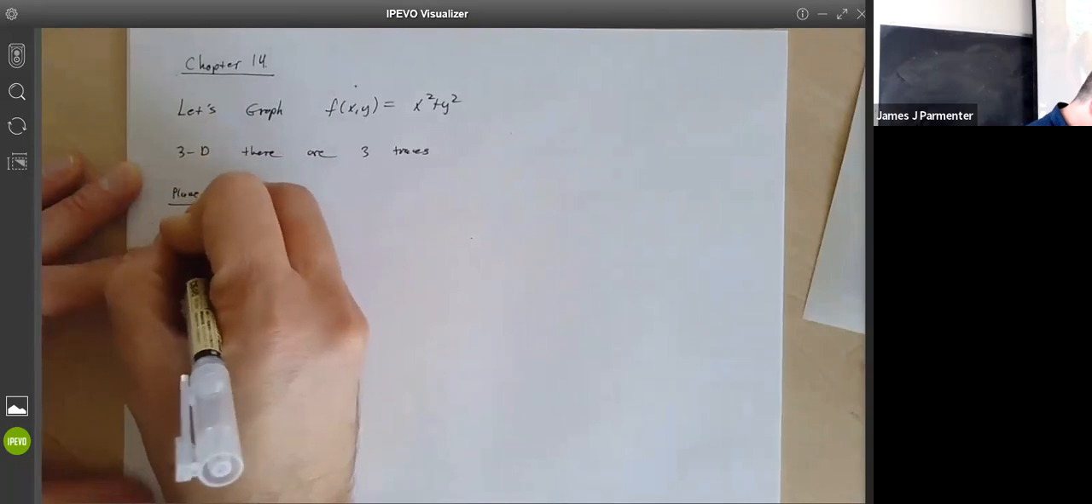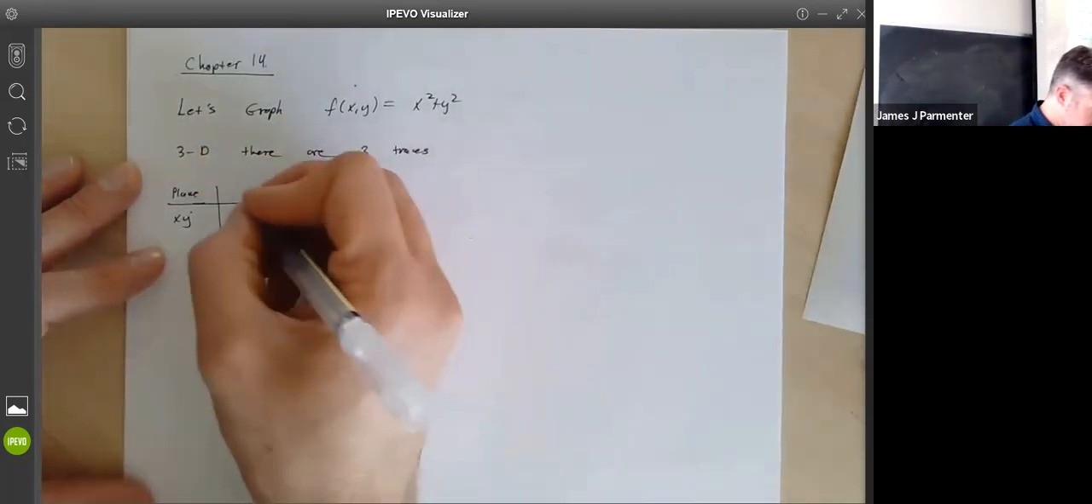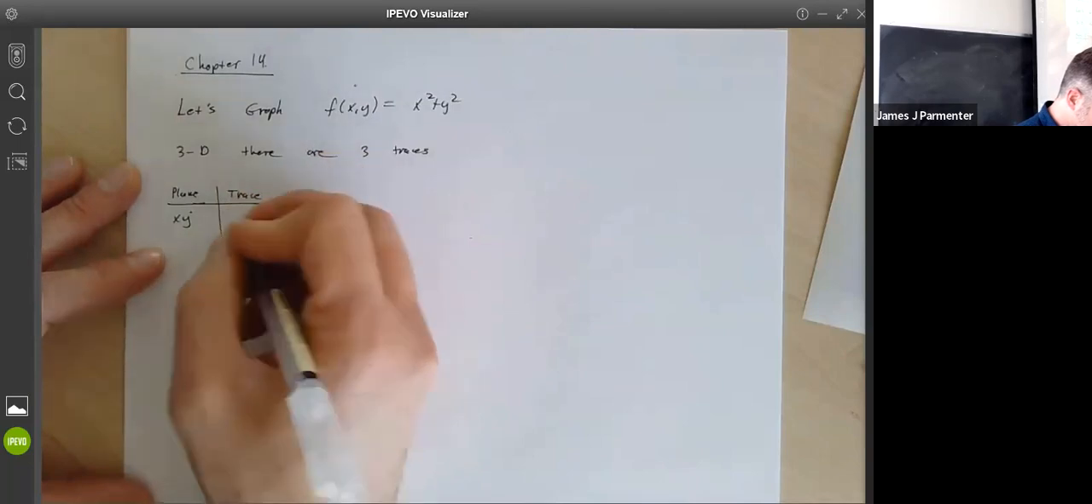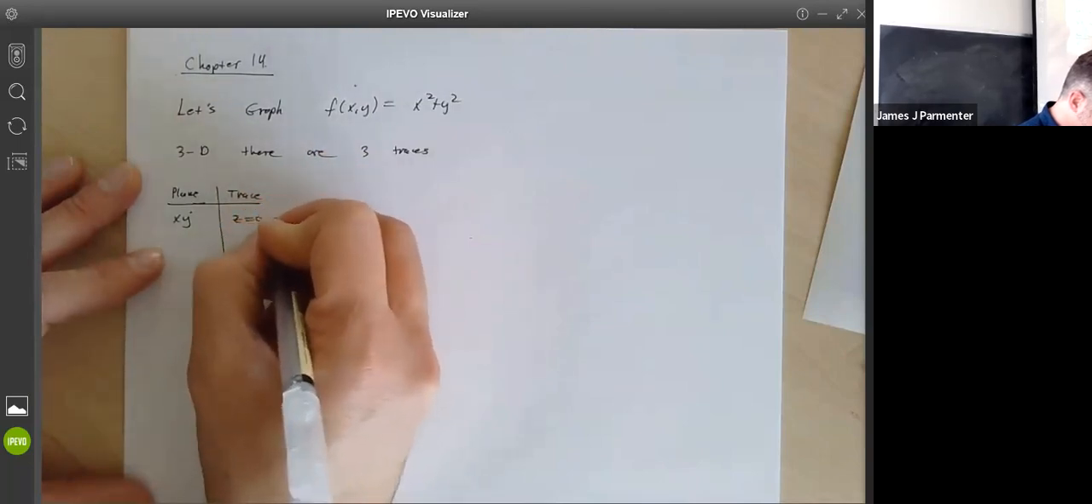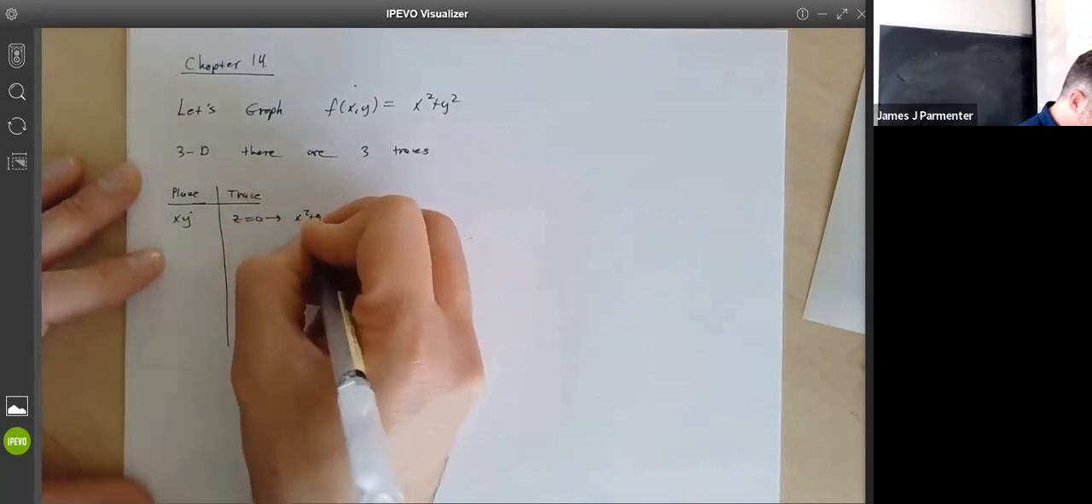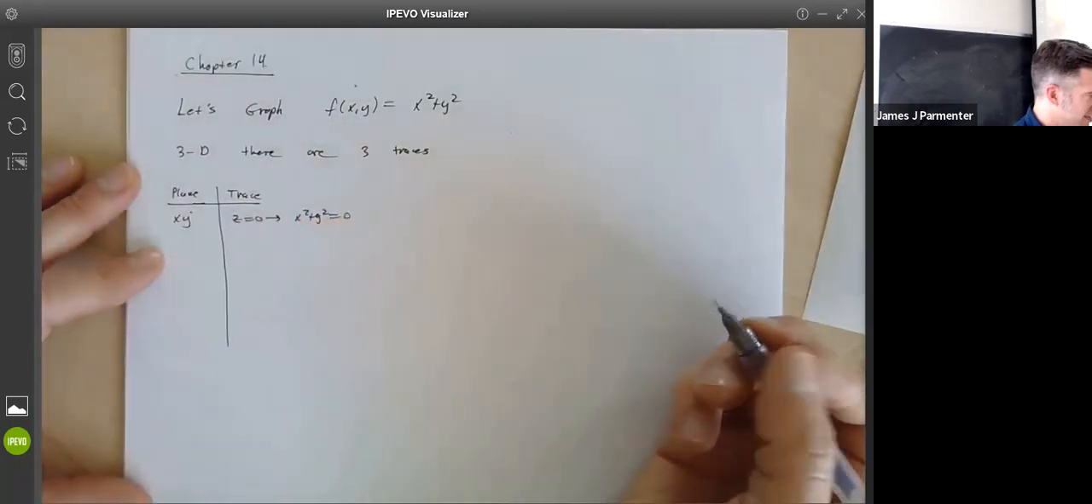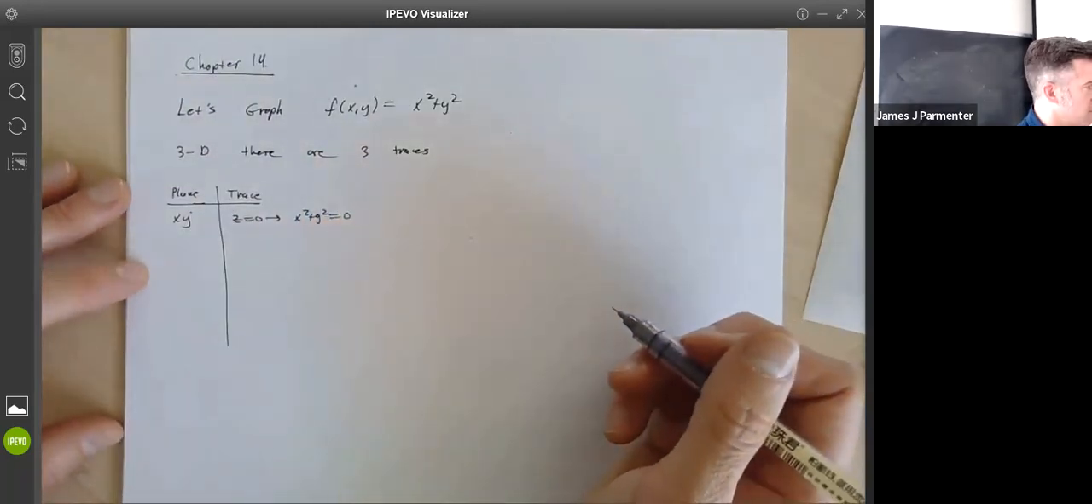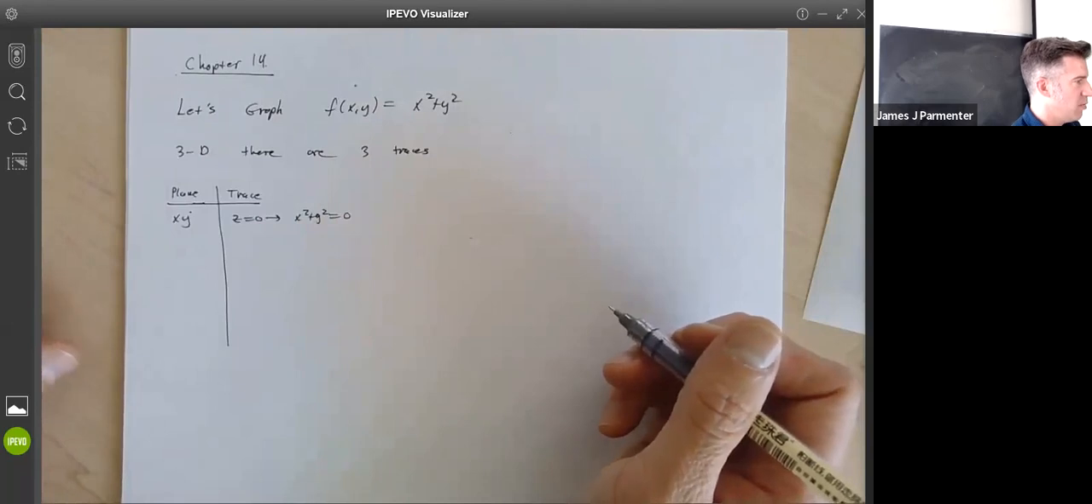In the XY plane, we're going to let z equal 0, meaning x squared plus y squared equals 0. It's not very interesting. There's only one solution, the point 0, 0.